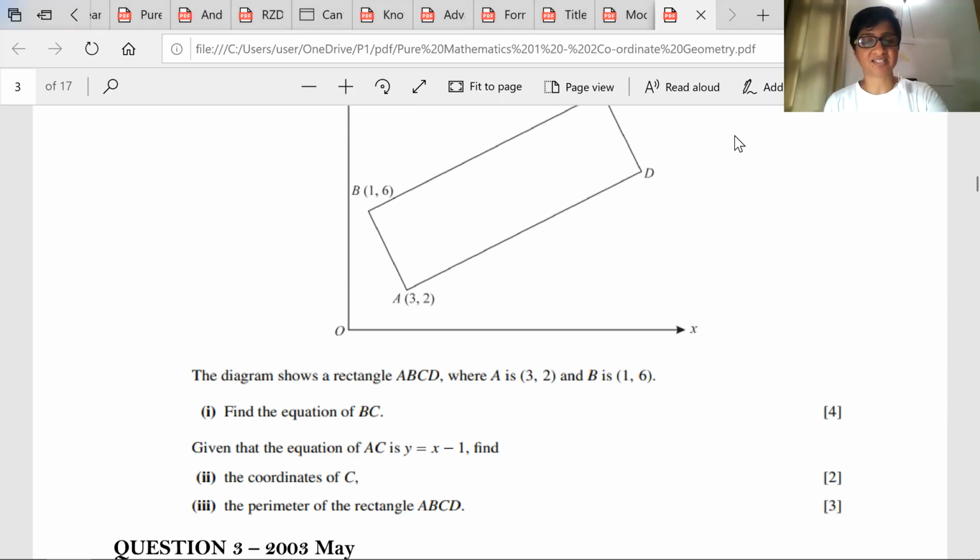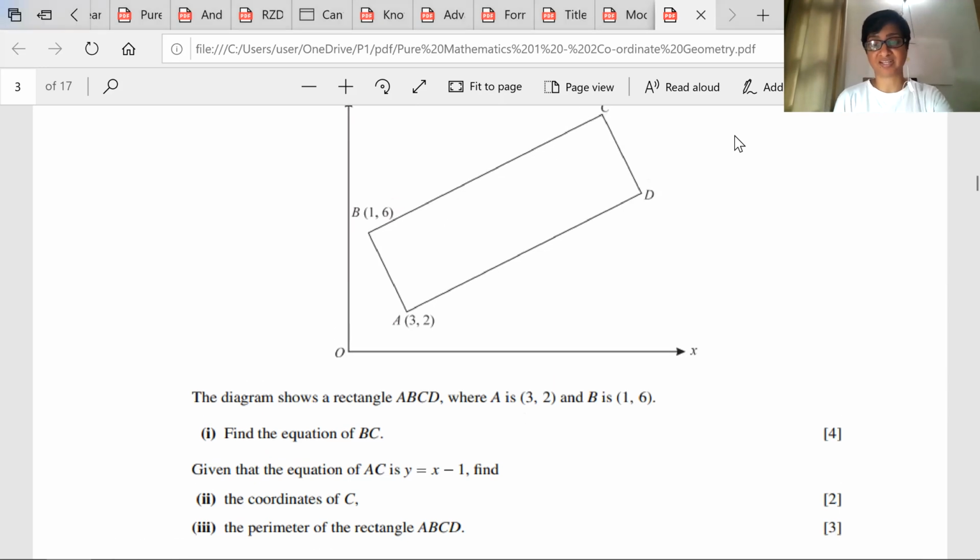The last part is find the perimeter of the rectangle ABCD. Perimeter is the total length around the shape. This is a rectangle, two of these and two of these. If you find the length of this, double that, find the length of that, double that, and add all of that together. You know how to find the distance between 2 points. See how easy this is? And it uses all of your little theory parts that you did in this section.